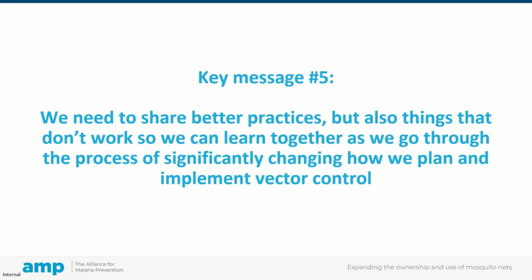Key message 5, it's the last one. I'm going to get us out of here on time. We need to share better practices, but also we need to share the things that don't work, because this is an experimenting process. Not everything's going to work when we try it the first time, but we need to learn together. And if we can learn together, we can do a lot as a community as we go through this process of significantly changing how we're going to plan and implement vector control.